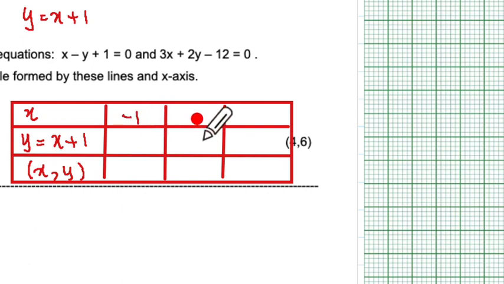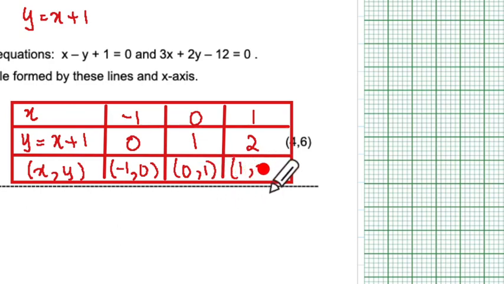Let us take minus 1, 0 and 1 as the value of x, and corresponding values over here. We don't have to show the working of this. We can do this mentally as well. If x is equal to minus 1, y will be minus 1 plus 1, meaning 0, correct? If x is equal to 0, y will be 0 plus 1, which is 1, right? And if x is equal to 1, y will be 1 plus 1, meaning 2, correct? So our first point will be minus 1 comma 0. Second point will be 0 comma 1.